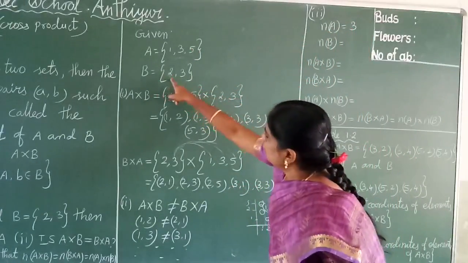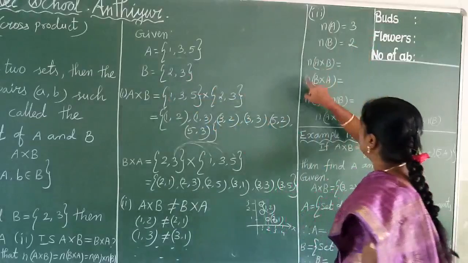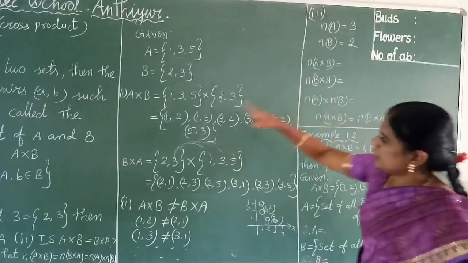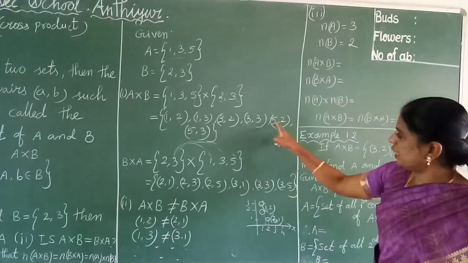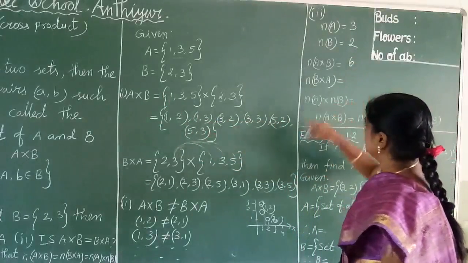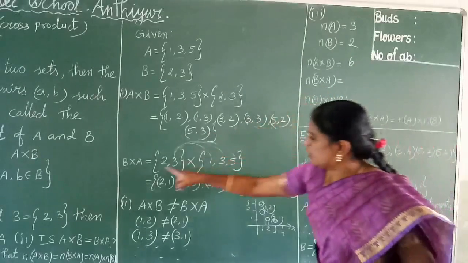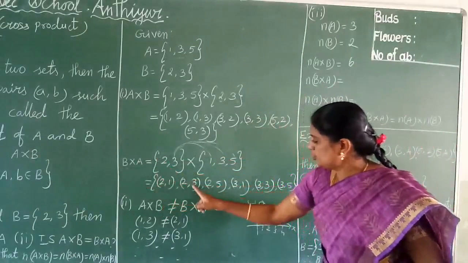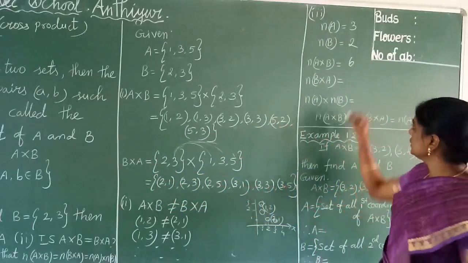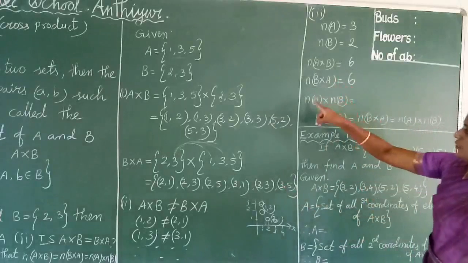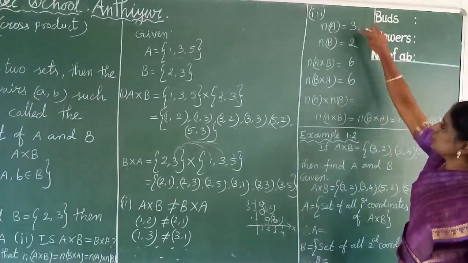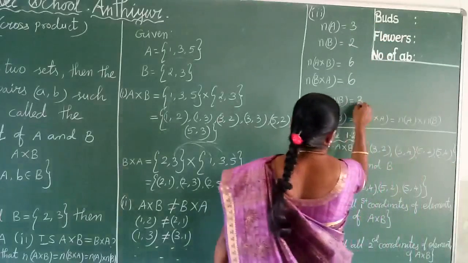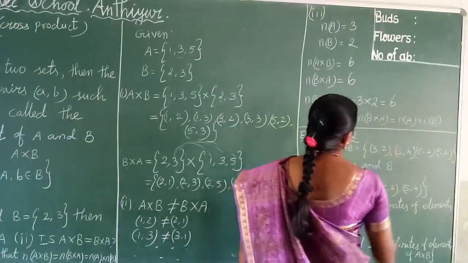n of B: 1, 2. And next, n of A cross B. A cross B answer: 1, 2, 3, 4, 5, 6. 6 elements. And n of B cross A. B cross A answer: 1, 2, 3, 4, 5, 6. 6. And next, find n of A into n of B. So the answer is 3 into 2. 3 into 2 is equal to 6.